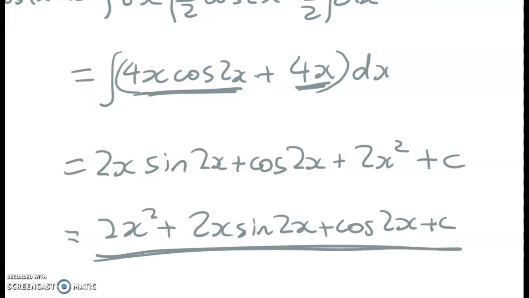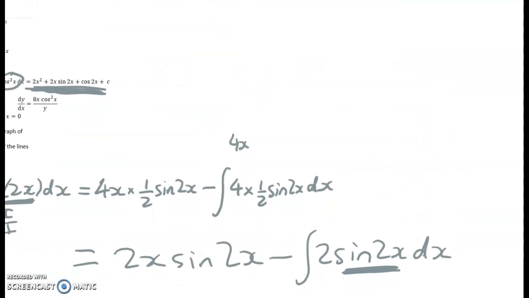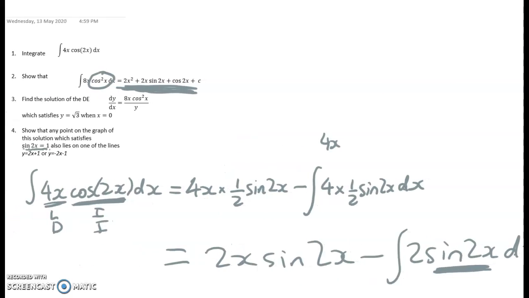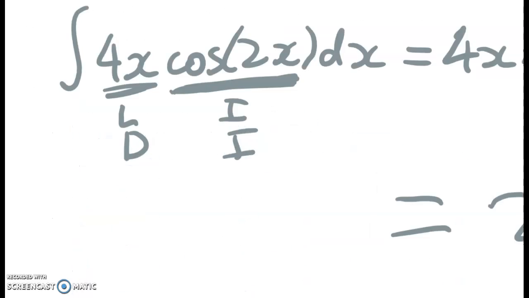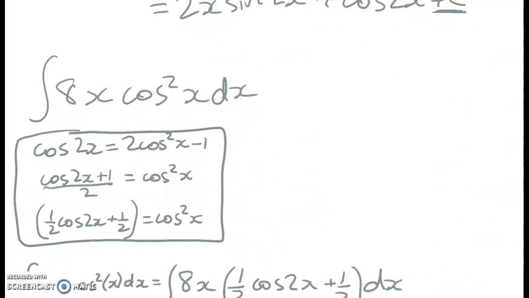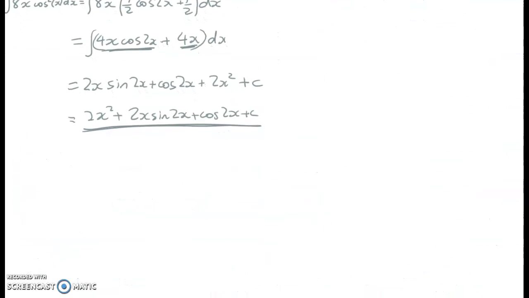Okay, so that's the first two bits done. Now, the next thing we had to do in this question was to solve a DE. So hopefully you've got your textbook in front of you. Find the solution of this DE which satisfies y equals root 3 when x equals 0. So we're going to separate the variables and then we'll substitute some things into it.